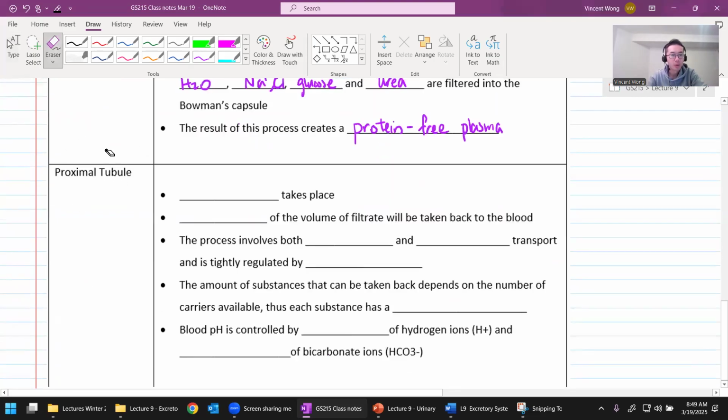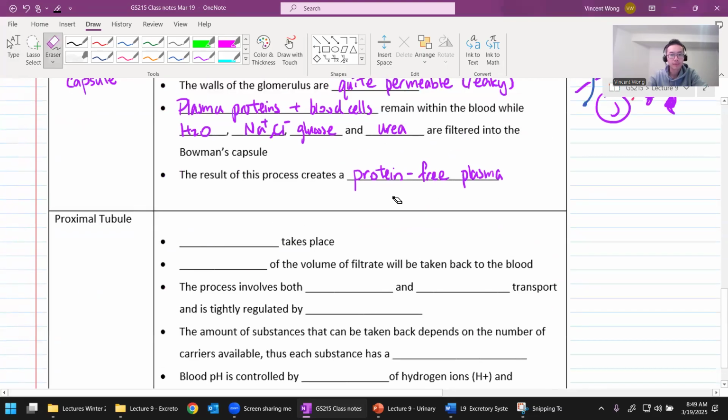All right, proximal tubule. When you read older textbooks, they might say proximal convoluted tubules. Convoluted means all twisted up. What is the filtrate? Like this stuff right here? So this protein-free plasma is the filtrate.